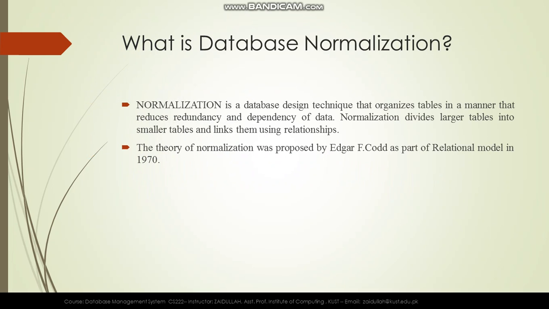Database normalization is basically a design technique that organizes tables in a manner such as to minimize redundancy and dependency of data. Because a database which has more redundancy and dependency of data is called an unnormalized database. So in normalization, basically what we are doing is splitting a larger table into smaller tables and then linking them up using some sort of relationship. This will minimize redundancy and dependency of data.